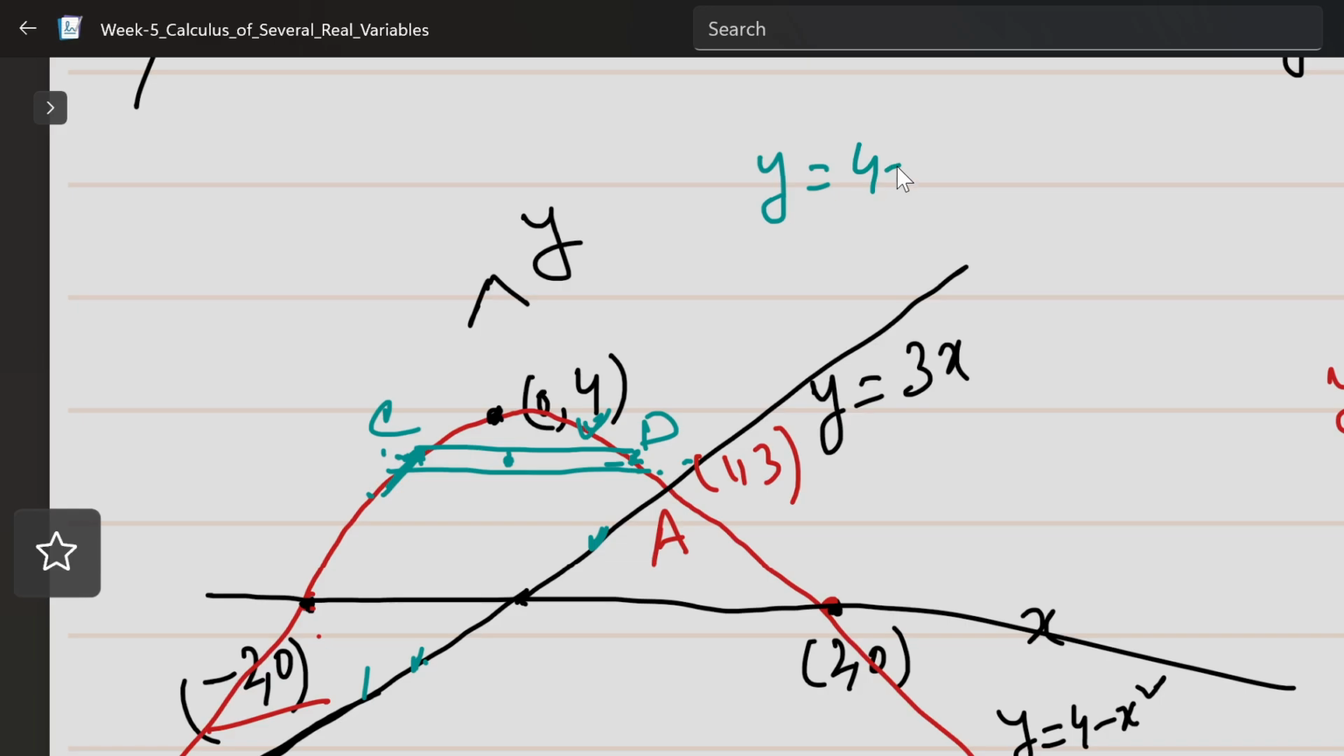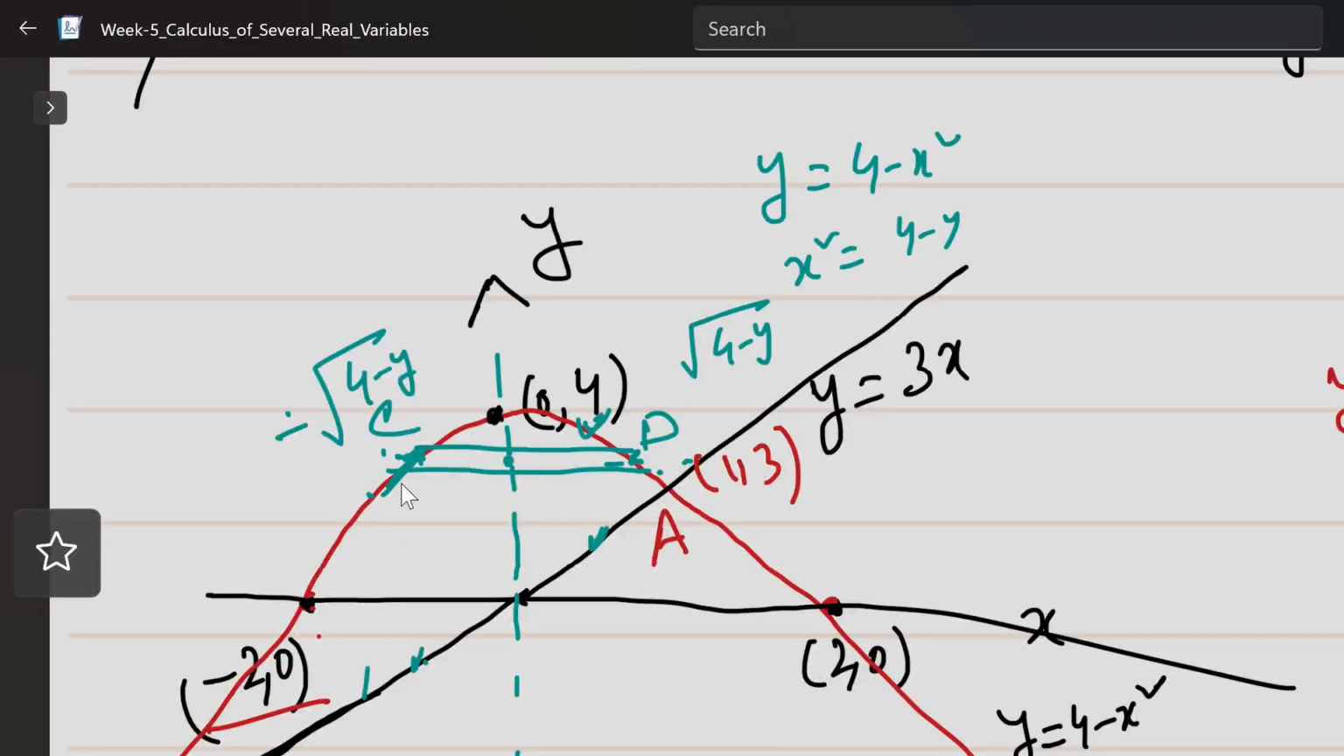Here y equals 4 minus x square, so x square is 4 minus y. So here x is plus minus root of 4 minus y, because this is your y axis. And at D point x is root of 4 minus y. Up to here it is fine. And y varies from this x axis 0 to this 4, right?